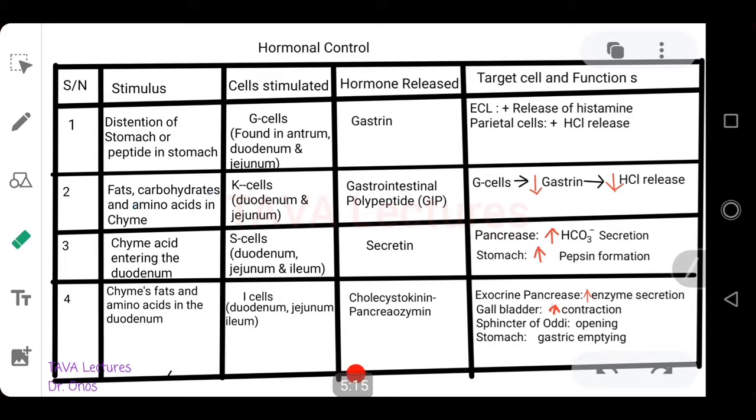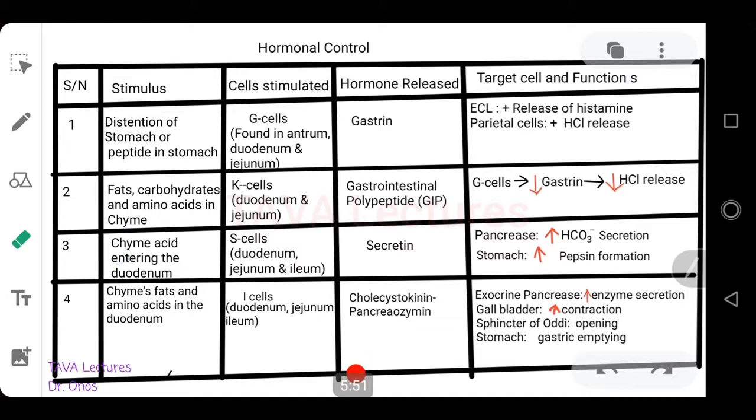Now, fats, carbohydrates, and amino acids in chyme, once it's emptied into the small intestine, K cells present in the duodenum and the jejunum respond to it and bring out GIP. GIP then goes to G cells to inhibit the release of gastrin to reduce the amount of HCl that is meant to be released from the parietal cell. It's understandable. We've just emptied food content into the small intestine, and we don't want much acid to come back into the small intestine, to prevent acidic corrosion, if I could call it that.